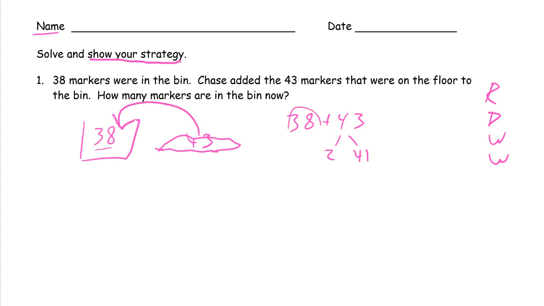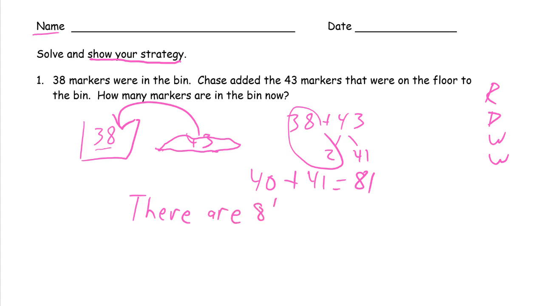So that would make this 40 plus 41 equals 81. A lot easier numbers to add. There's my equation, and here's my answer statement there. Our 81 markers in the bin now.